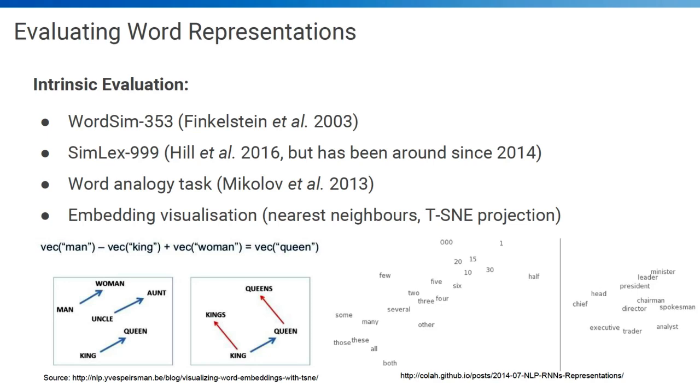This is nice because it's more than just taking pairwise similarities between words and actually doing a sort of simple reasoning task, although it's a very superficial one, but it's quite popular to evaluate word representations these days.